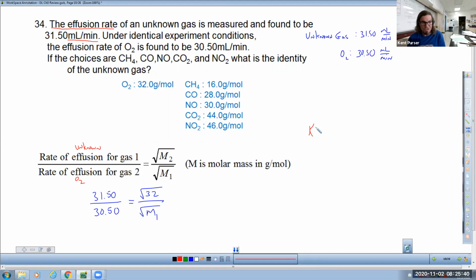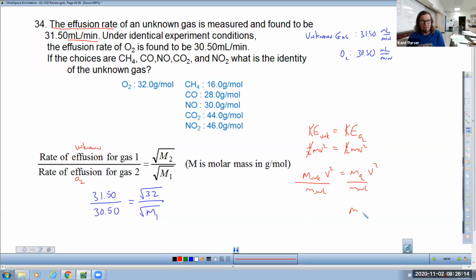Because remember that if we're saying that the KE for the unknown equals the KE for the O2, and you've got 1/2 m times v squared equals 1/2 m times v squared, we can cancel out the 1/2s, and now you have the mass of the unknown times its velocity equals the mass of the oxygen times its velocity. If you now divide the mass here, let's divide this mass to the other side.